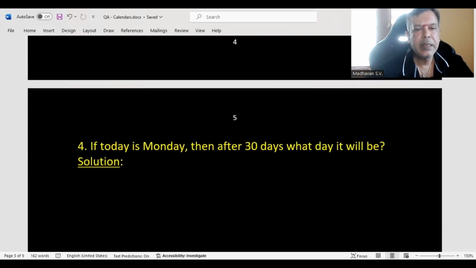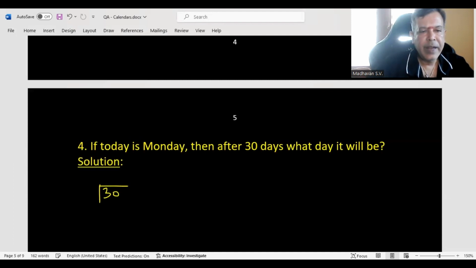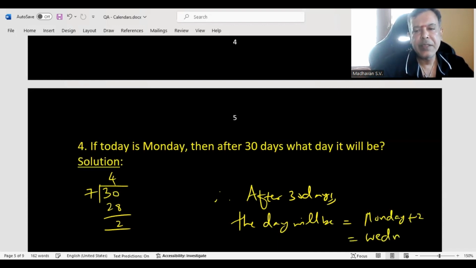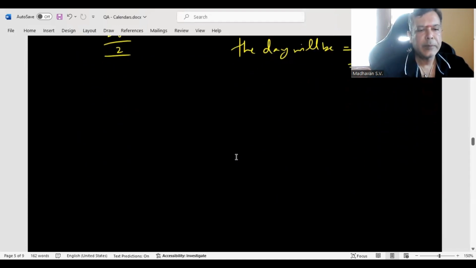If today is Monday, then after 30 days, what day will it be? So 30, we will be dividing it by 7 to find out the remainder. 7 fours are 28. Remainder is 2. Therefore, after 30 days, the day will be Monday plus 2. Means it becomes Wednesday. Let us move on to the next question.